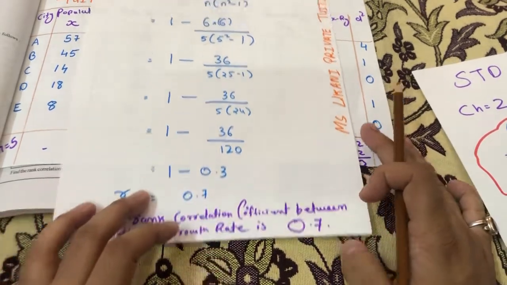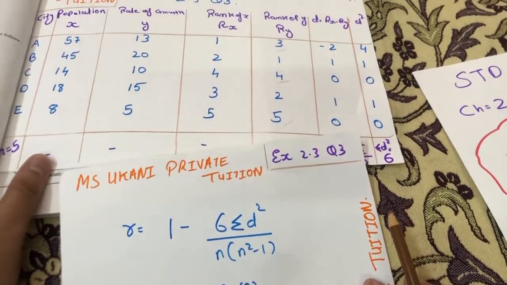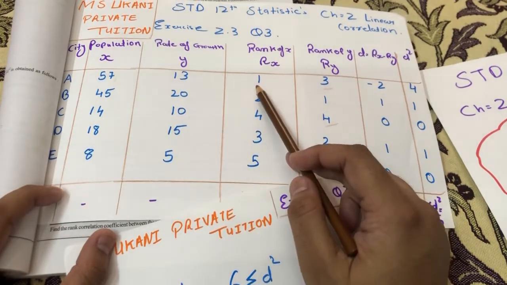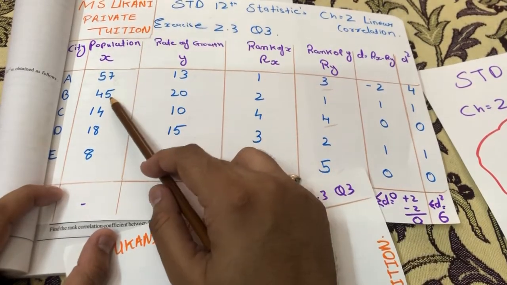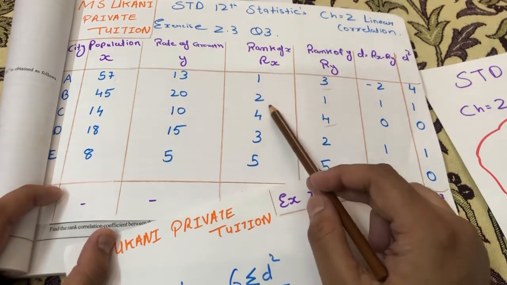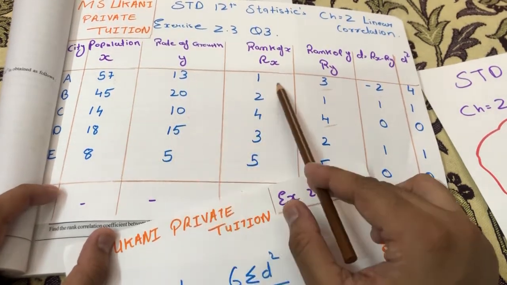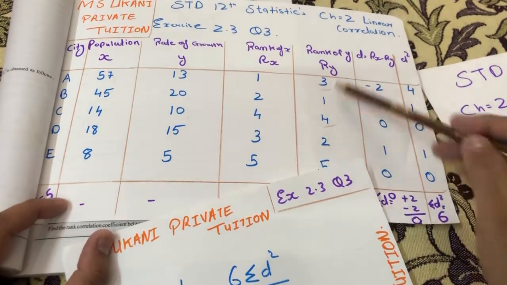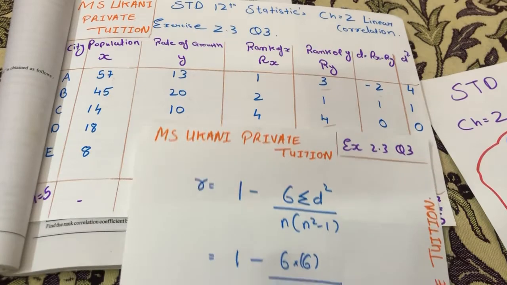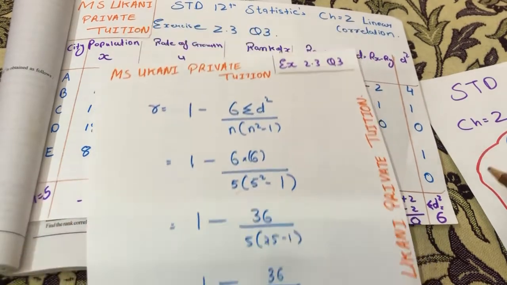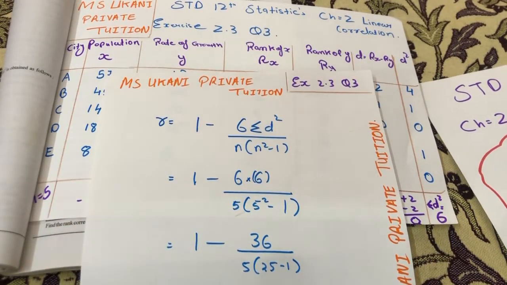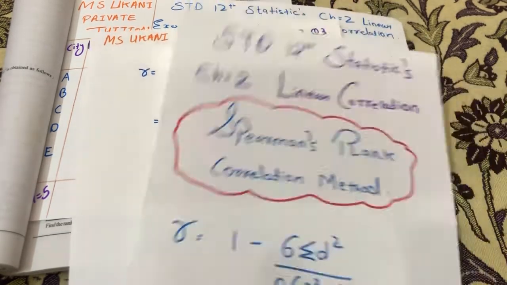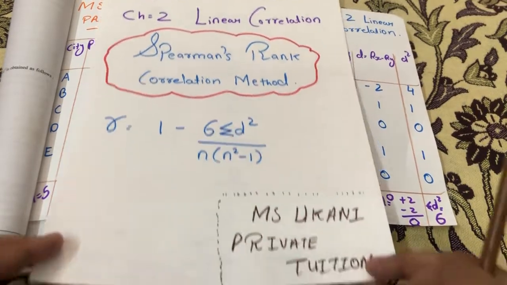So here in this sum, the rank has not been given. Whichever is the greatest number, we have to give number 1. Then the number smaller than 57 is 45, then we have to give 2. In this way we will give Rx from X and Ry from Y, and then do the sum related to this question. So here we have completed exercise 2.3, question 3, which is related to the Spearman rank correlation method.